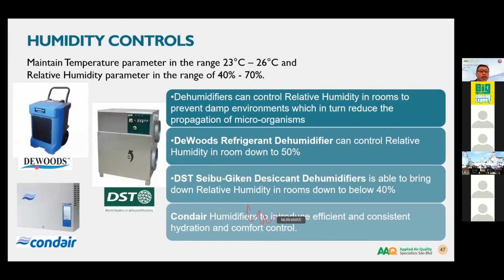So these are some of the equipment. These are portable dehumidifiers. These are industrial dehumidifiers. It's called DST, Seibugiken from Sweden. Then D-Woods, our house brand, Malaysian OEM in China. Okay, and Conair is a Sweden company. These are humidifiers. You see.